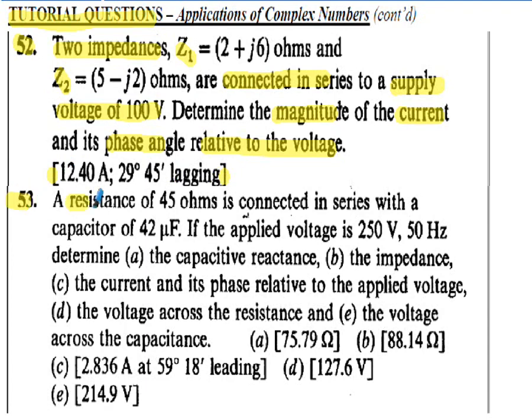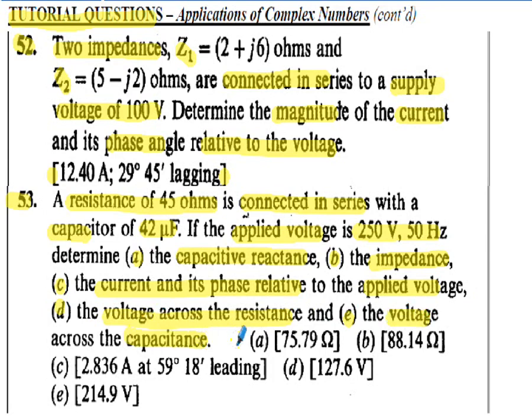Question 53. A resistance of 45 ohms is connected in series with a capacitor given as 42 microfarads. We're given the applied voltage 250 volts and 50 hertz. Got to determine A, the capacitive reactance, B, the impedance, C, the current and the phase relative to the applied voltage, D, the voltage across the resistance, and E, the voltage across the capacitance.